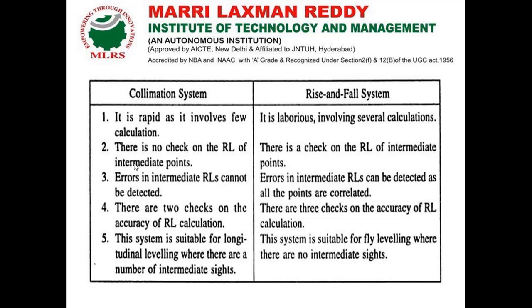So in fly leveling and differential leveling, we use only backsight and foresight readings. There are no intermediate sight readings. These are the advantages, disadvantages and the process of the collimation method and the rise and fall method.